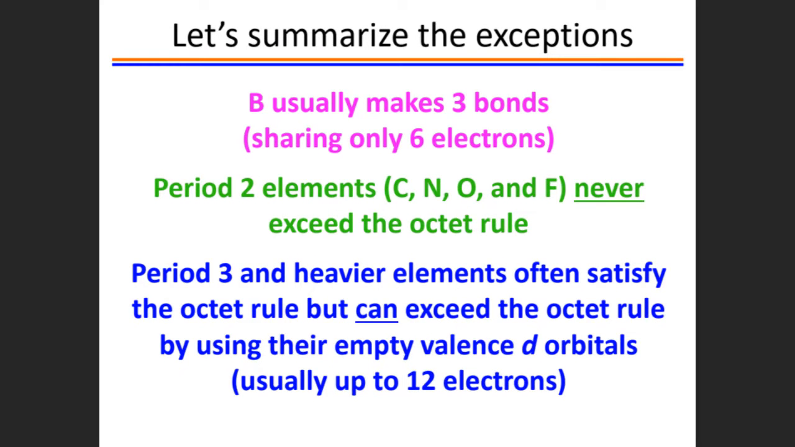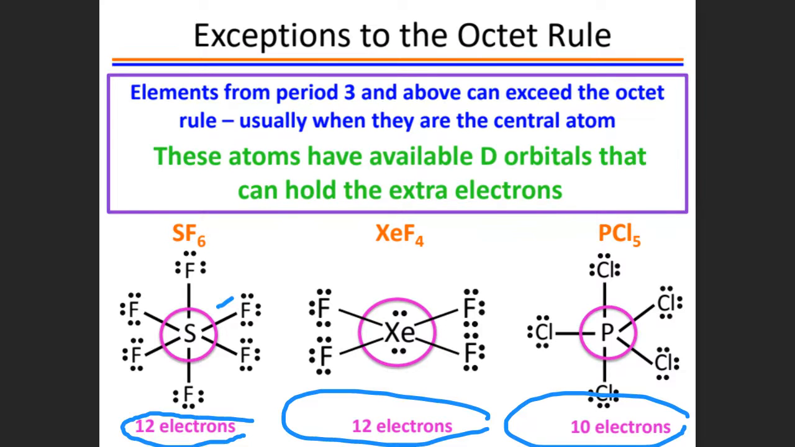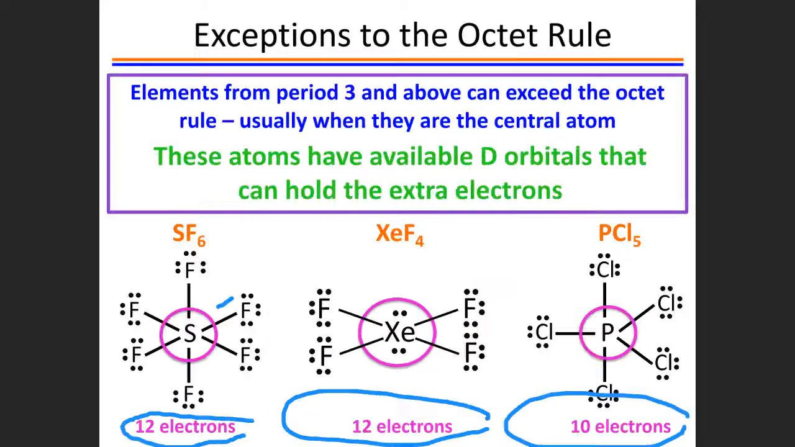Period 3 and heavier elements often satisfy the octet rule but can exceed the octet rule by using their empty valency d orbital. So those are the examples. Please remember those examples. I mean, that's actually what you have. If you make a question, we will keep it here.